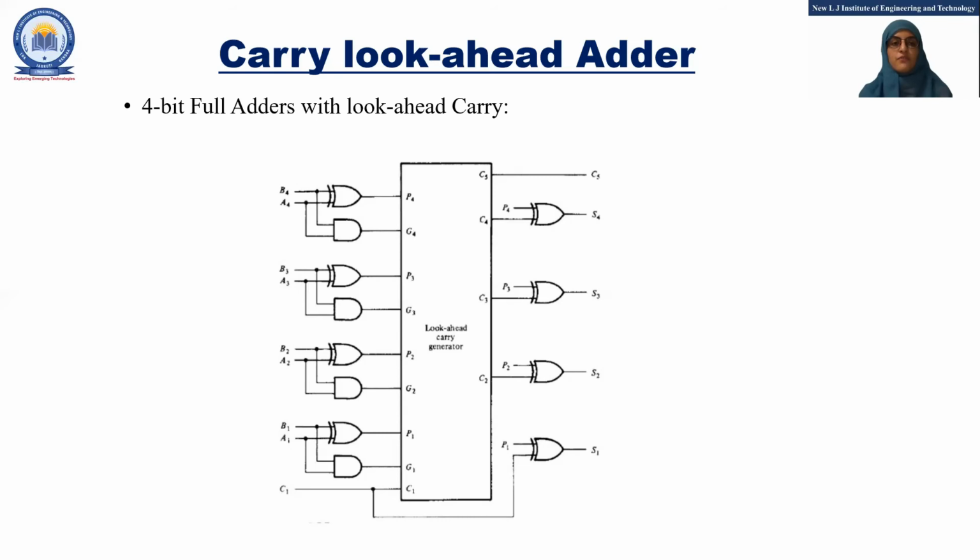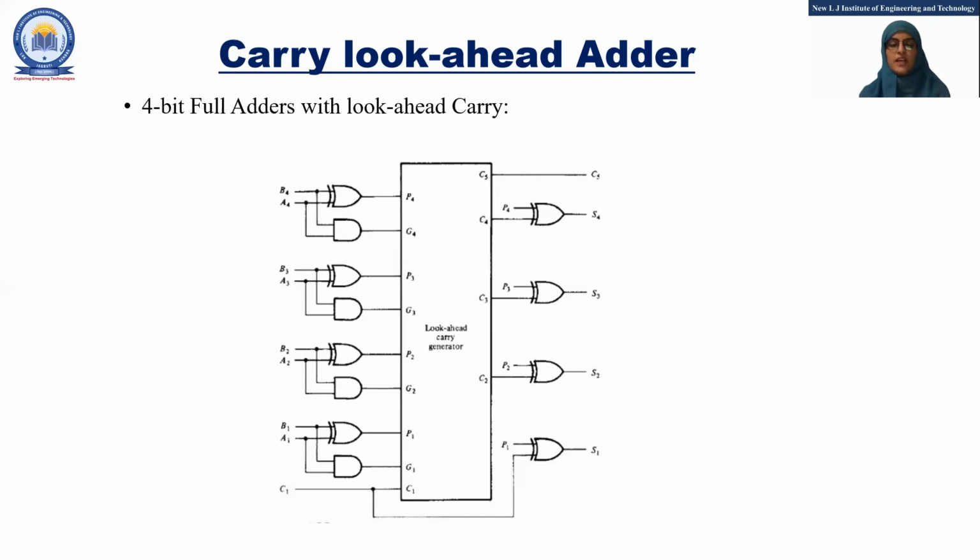This is a diagram of a 4-bit full adder with look ahead carry. First, we will generate the carry propagate and carry generate with the help of the XOR gate and AND gate. So we will get P1 G1, P2 G2, P3 G3 and P4 G4. This block will contain the circuit of the look ahead carry generator. This look ahead carry generator will generate the carries C2, C3 and C4 in advance.